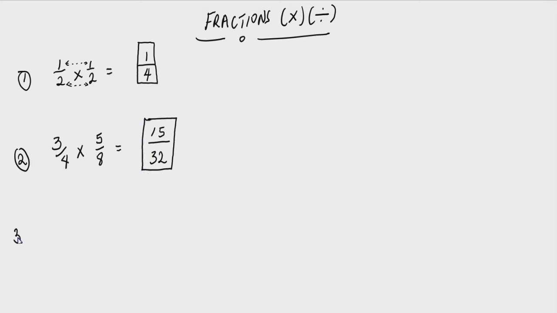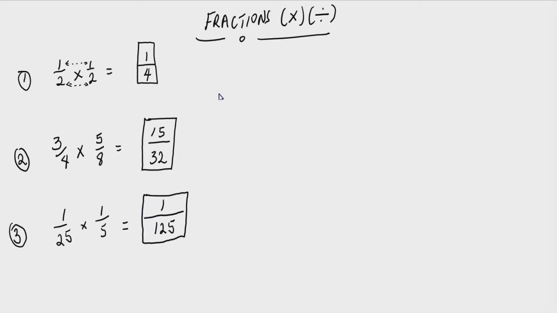And then number 3, we have 1 over 25 times 1 over 5. The numerator is just 1, and at the bottom, that's going to be 125. That's it.